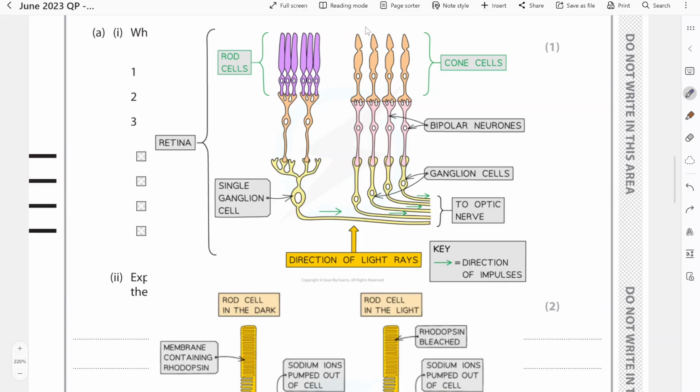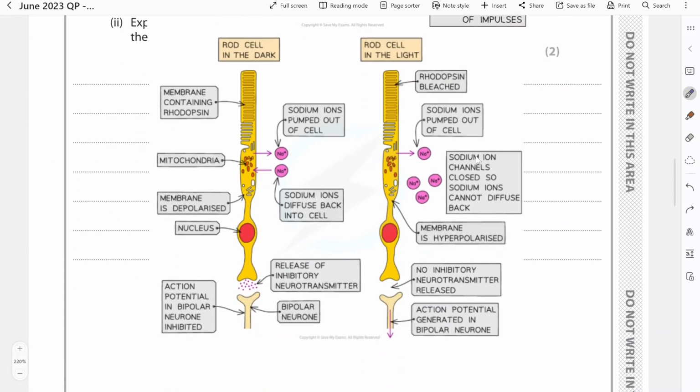Alright, so I've included 2 diagrams here. This is just to show you what the rod cells and the cone cells look like. We'll get to this image later. But you can see that rod cells here are connected to these neurons called bipolar neurons. Now let's scroll down to this diagram. The way the rod cells and the bipolar neuron work is a little weird.